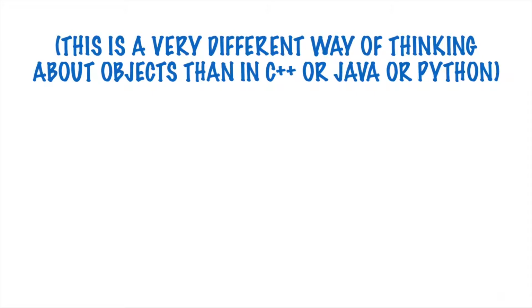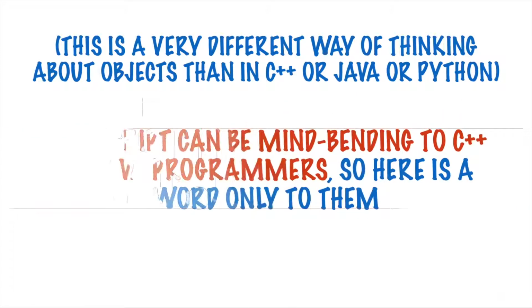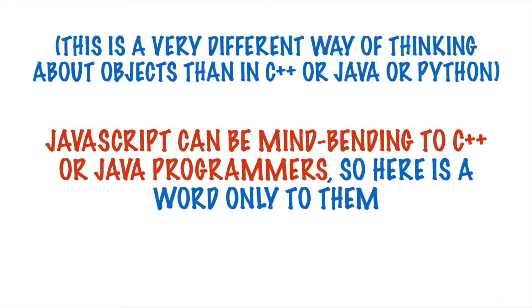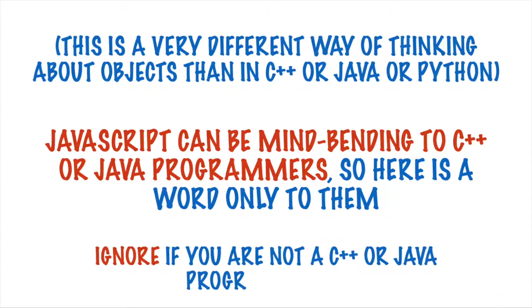Now, it may happen that you've come into this world of JavaScript after having programmed in Python, C++, or Java. JavaScript can be pretty mind-bending to those programmers. If you have indeed come from the world of C++, Java, or Python, here is a little bit of information to help you make the transition to JavaScript objects. For those who've never worked in Python, C++, or Java before, you can simply skip this section and then move on to the bits after the recap. So let's plunge right in and see what the differences are between JavaScript objects and Python, C++, and Java objects.